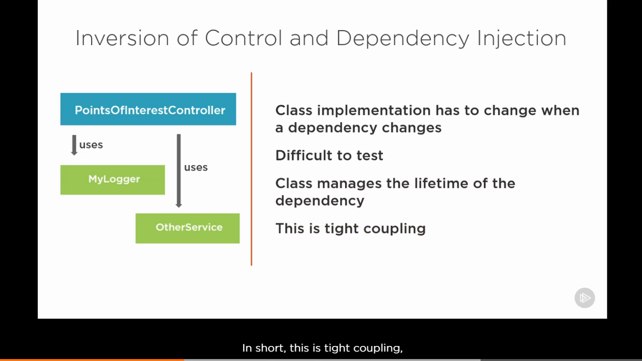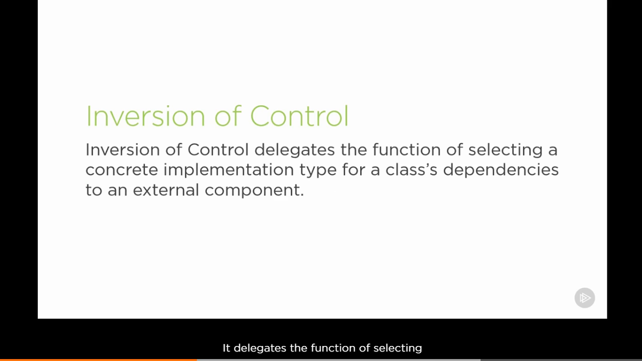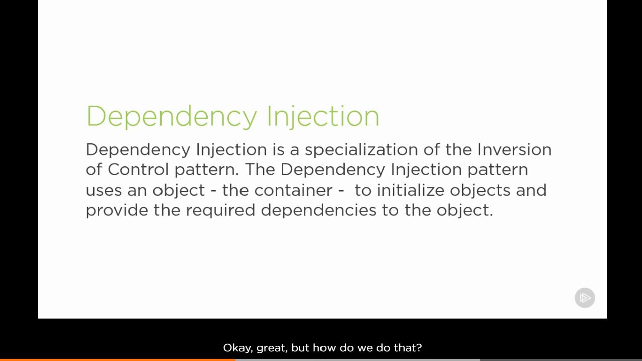And that's where the inversion of control pattern comes to the rescue. It delegates the function of selecting a concrete implementation type for the controller's dependencies, the logger in our example, to an external component. Okay, great, but how do we do that? And that's what the dependency injection pattern helps with. That's in fact a specialization of the inversion of control pattern.